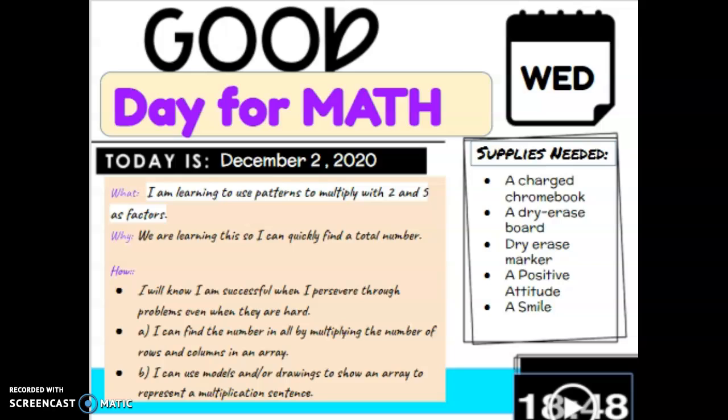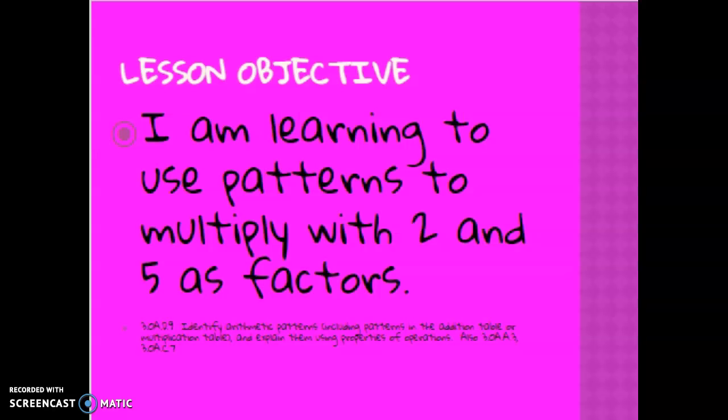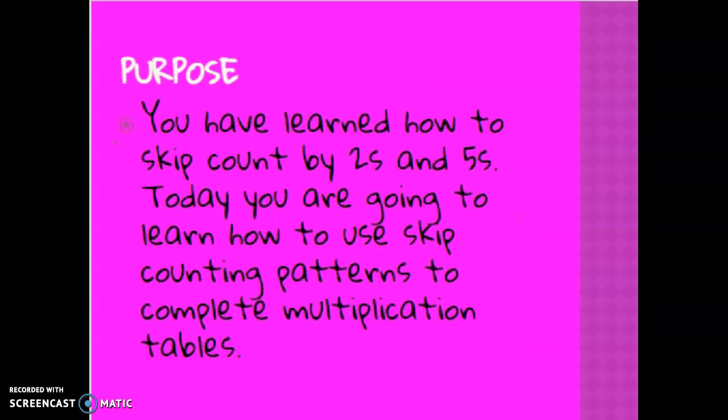So our learning objective for today is: I am learning to use patterns to multiply with 2 and 5 as factors. So again, we're going to focus on 2 and 5 today. The purpose for this is that we've already learned how to skip count by 2s and 5s. You learned how to do that in grades prior to 3rd grade. Today we're going to learn how to use those skip counting patterns to complete multiplication tables. Now, you have already been doing some of that prior to this lesson. We talked about those things in previous lessons, and we're going to continue to follow through with that today, and we're going to specifically talk about 2s and 5s.